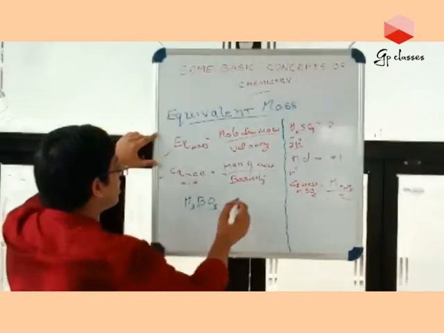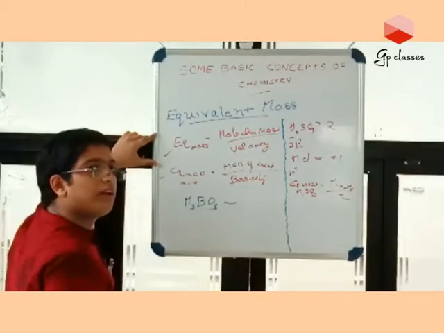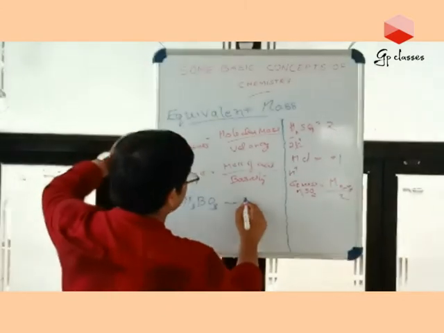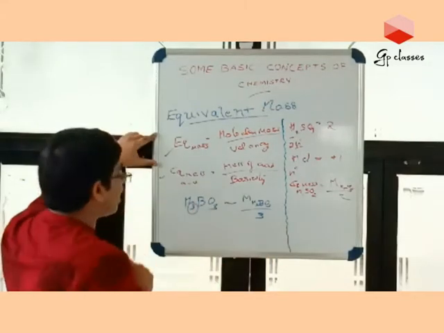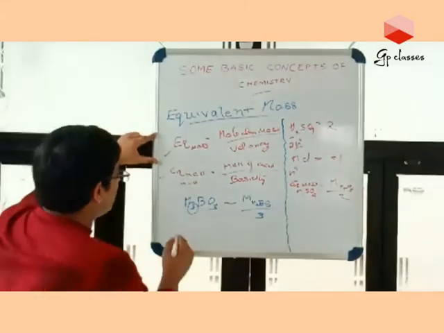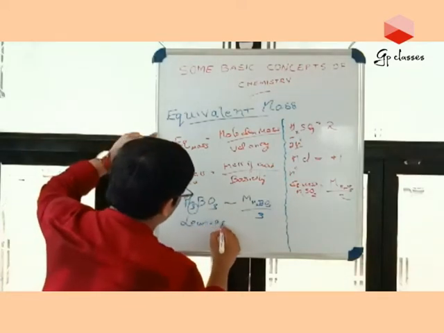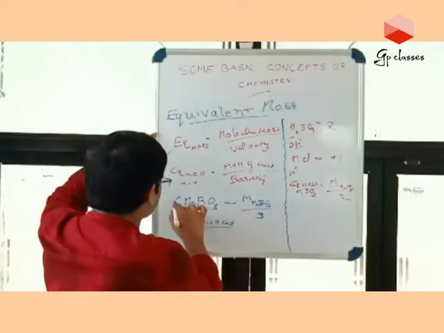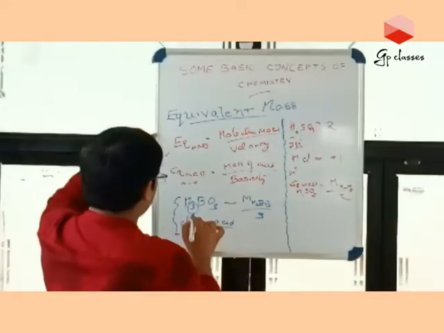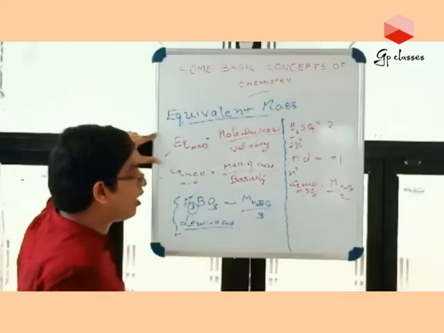So by seeing this, we are tempted to write the equivalent mass of orthoboric acid or boric acid as mass of H3BO3 divided by 3, because we see here 3 hydrogen atoms. But actually this is a Lewis acid. So what is this issue? Let's look. Actually these 3 hydrogen atoms are not ionizable.